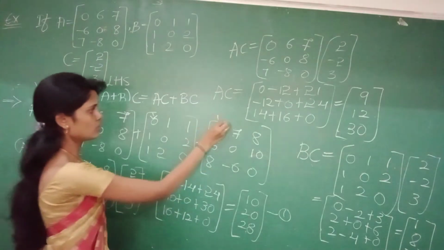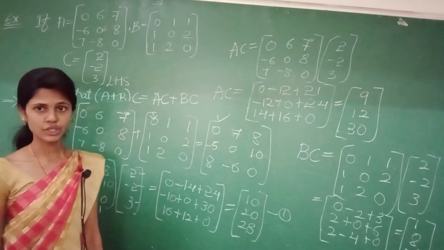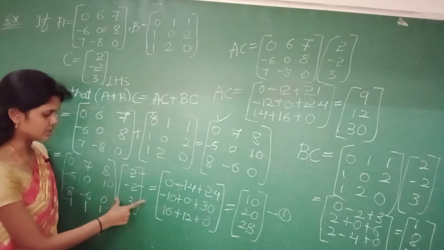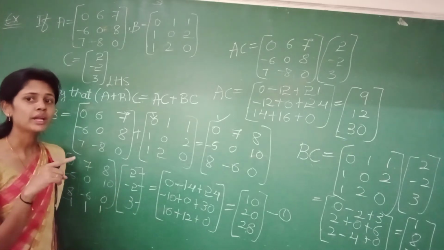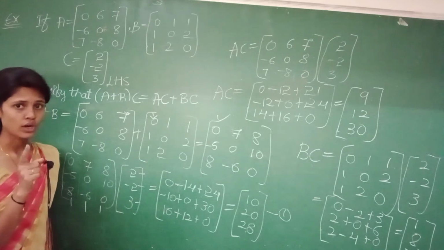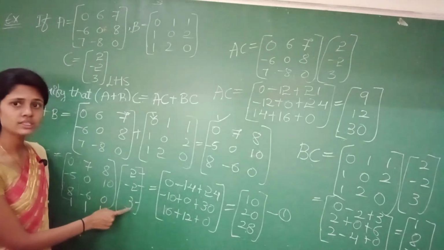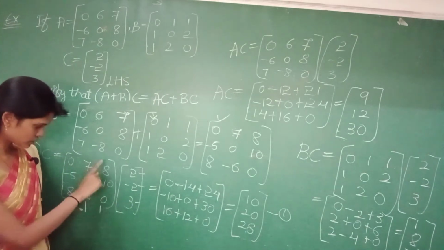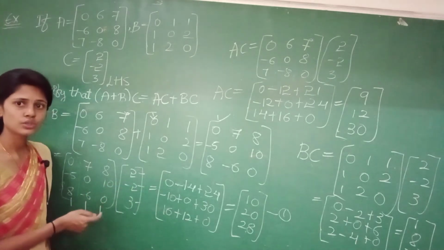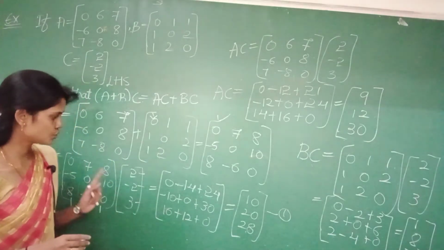So what you got now? A plus B. What you actually have to find out is (A plus B) into C. So write down A plus B and into C. For the multiplication of two matrices, what must you have? The number of columns in the first matrix must be equal to the number of rows in the second matrix. So 1, 2, 3, three columns were there. 1, 2, 3, three rows were there. Then directly you can go for the multiplication of those two matrices.